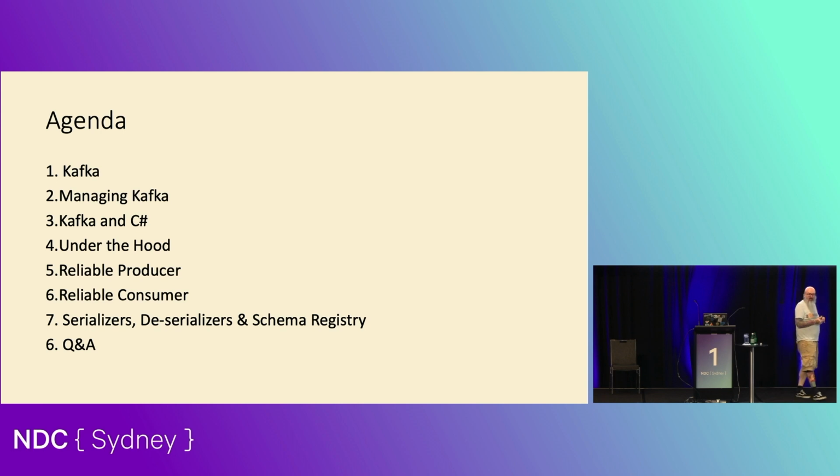We'll talk a little bit about how Kafka works under the hood that may help you. And then we'll talk about making our producers reliable and our consumers reliable. We're going to be tight for time, but we'll try and finish with a conversation about how we do serializers and deserializers and the schema registry. That should give you everything you'll need to begin to grok Kafka in .NET. You'll probably have to go away afterwards and dig deeper into some of the topics.